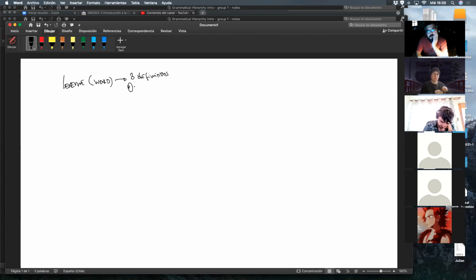Entonces la primera es la Orthographic Definition, ¿cierto? Donde dicen que between spaces, una palabra es cualquier cosa que esté entre espacios. O sea, si yo digo play, eso es una palabra. ¿Por qué es una palabra? Ah, porque tiene un espacio en blanco adelante y atrás. Ya, buena, te la compro.